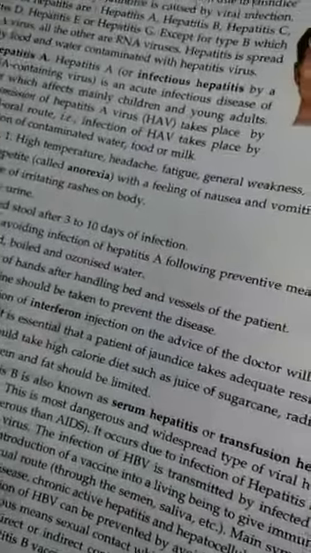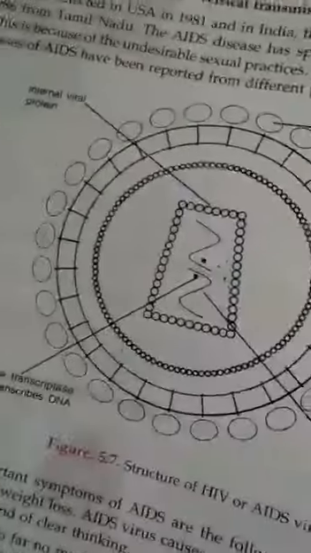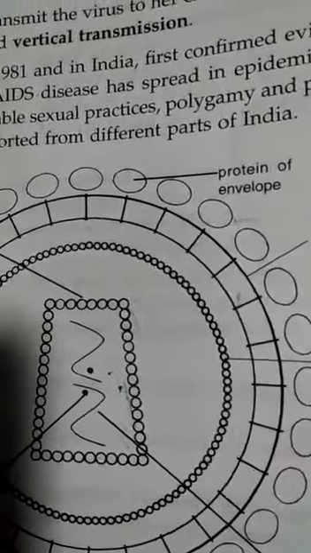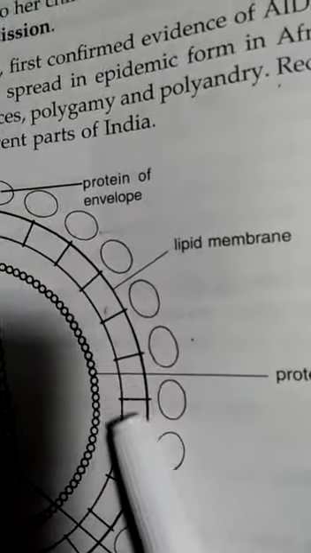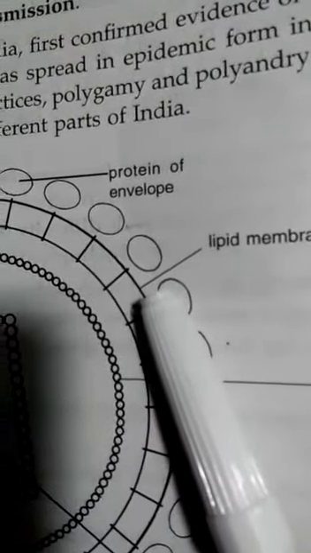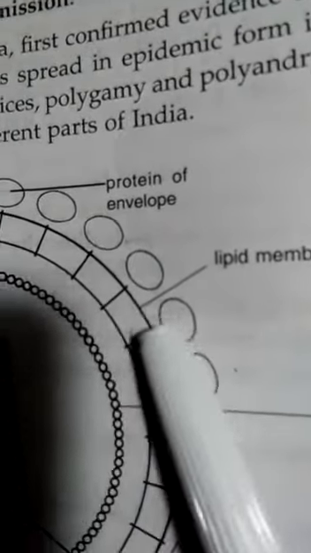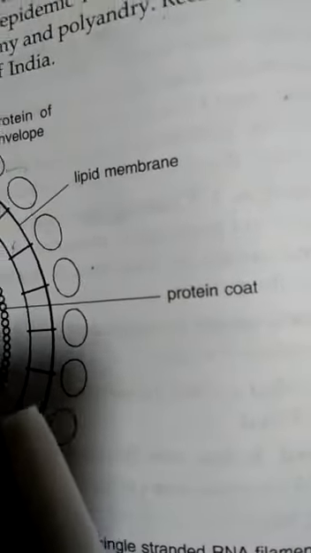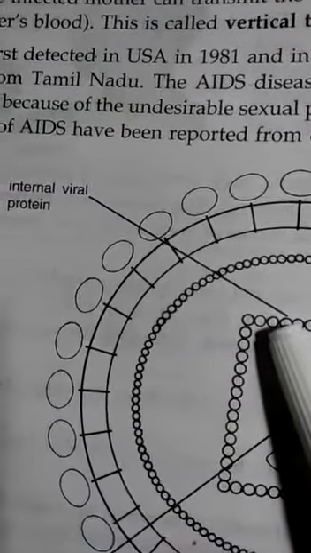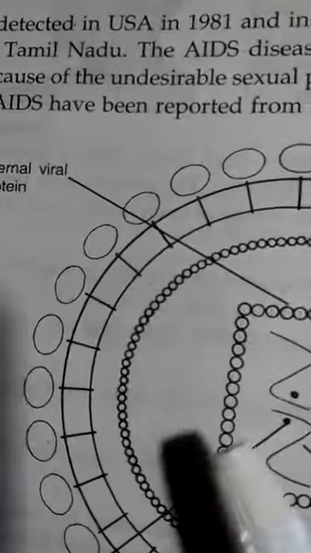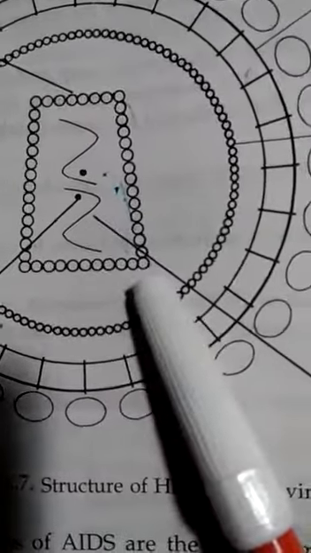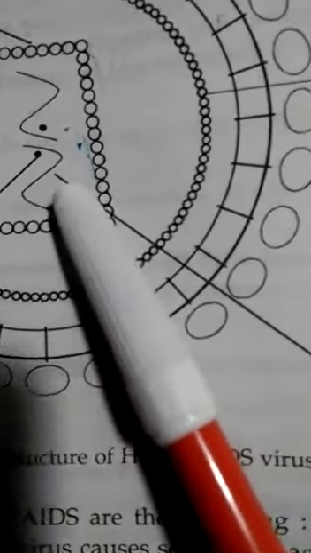Among these, HIV infection is the most dangerous and is discussed here, the virus. Let us see what the virus looks like. AIDS virus. This virus has a protein coat and it also has a lipid layer. The protein envelope contains a lipid layer, and then again there is a protein coat. This is the viral protein, and there is a single stranded RNA, which is the genetic material.